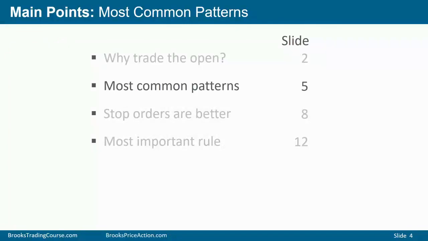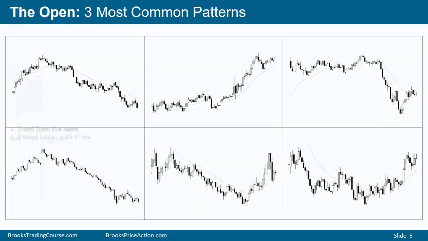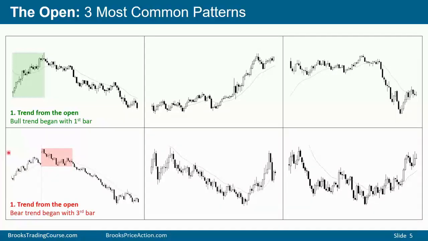I want to talk a little bit about very common patterns that traders see on the open. The 3 most common patterns, here we have a trend from the open bull trend. It begins with the very first bar. Sometimes it begins with the second or third bar. We have a gap up here, and on the third bar, we began a trend from the open bear trend. It's also a double top, lower high, major trend reversal. Bull trend, bear breakout, and a lower high major trend reversal. That's also a double top bear flag.